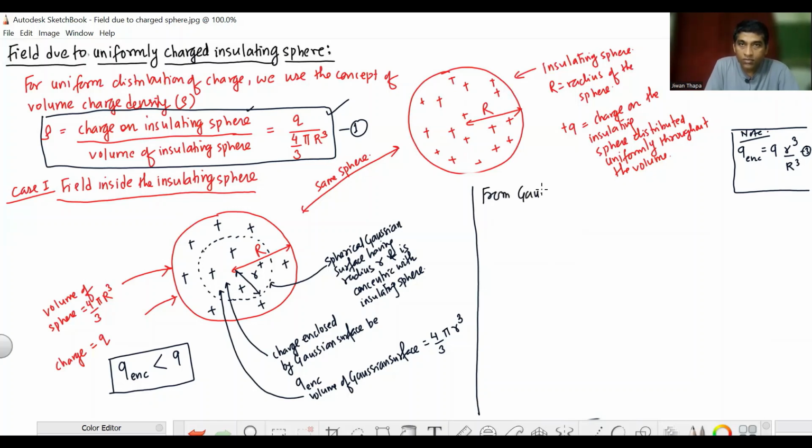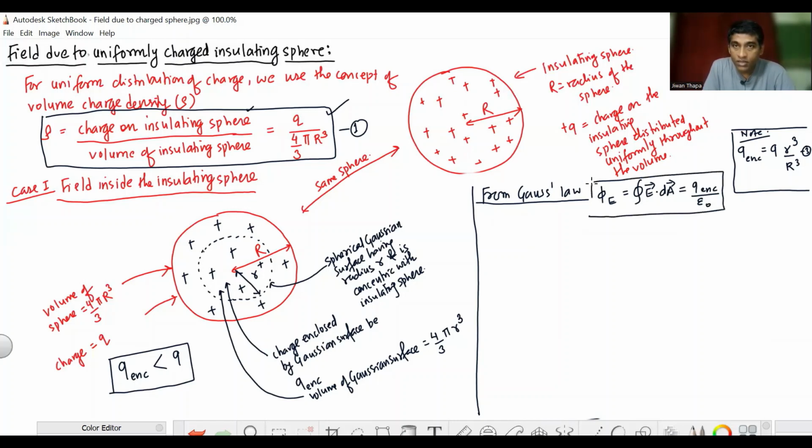From Gauss law, we can write total electric flux equals surface integral of electric field throughout the closed surface or Gaussian surface equals 1 by epsilon naught times the charge inside the Gaussian surface. So we can write Q enc divided by epsilon naught. Clear?